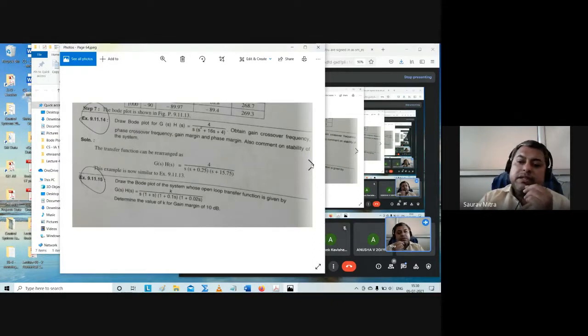Initially we had seen only the two pole Bode plot. Then we had seen 3 poles and 1 zero. 3 poles and 1 zero means for 3 poles the phase will be minus 270, and for 1 zero the phase will be plus 90.